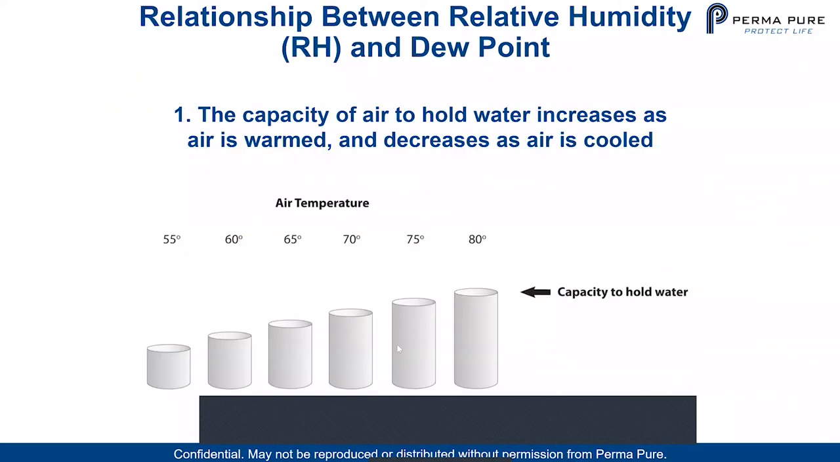So let's look at the relationship between relative humidity and dew point. In this slide, we show for this example how the capacity of air to hold water increases as the air is warmed and decreases as it is cooled. So there at 55 degrees F, which is roughly 15 degrees C, you can see the cylinder is pretty short. And at 80 degrees F, that's 25 degrees C roughly, your capacity is over double.